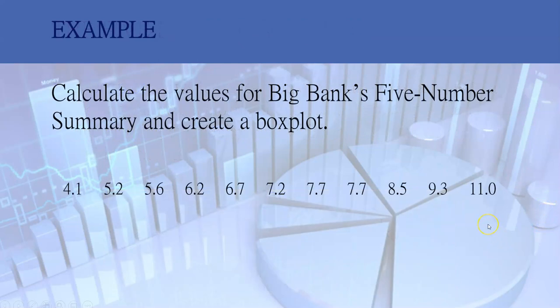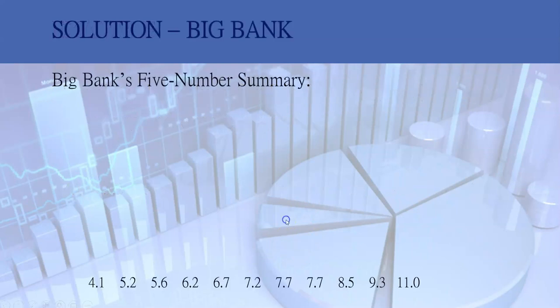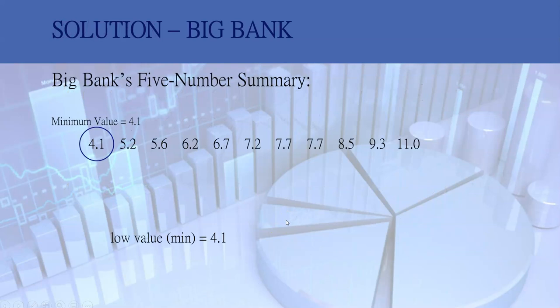So they want you to calculate the values for Big Bank's 5-number summary and then create a box plot. So here's how I start them. I find my low and my high values first because they're easier to find. So my minimum is 4.1, my maximum is 11.